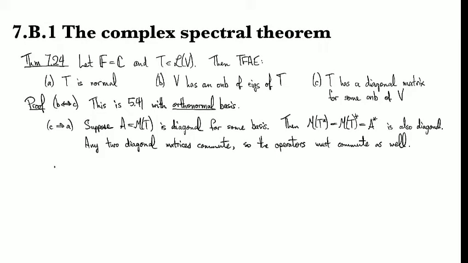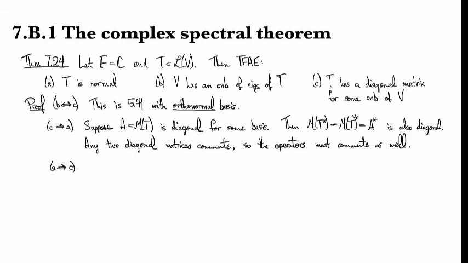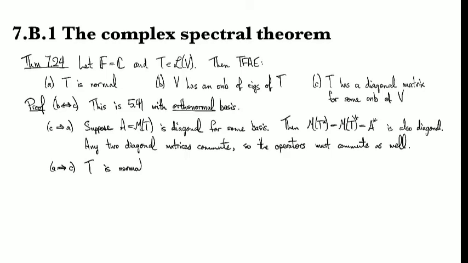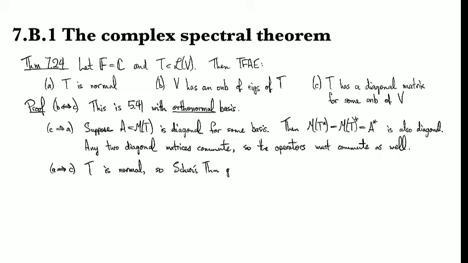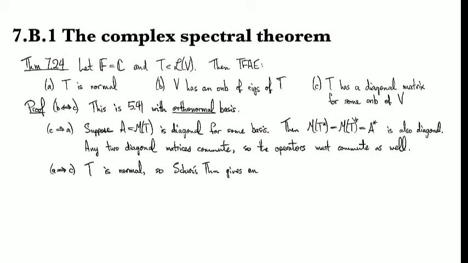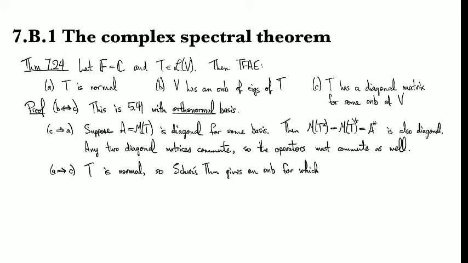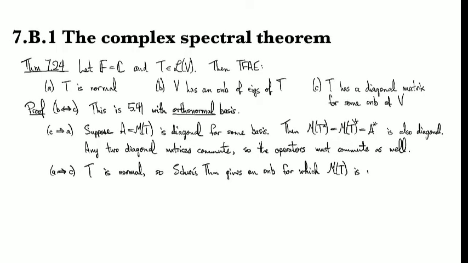Now let's look at why A implies C. This is slightly more difficult. So T is given to be normal. That's our hypothesis. And since we have that it's a normal operator, we can invoke Schur's theorem, which says that there's an orthonormal basis for which the matrix of T is upper triangular.